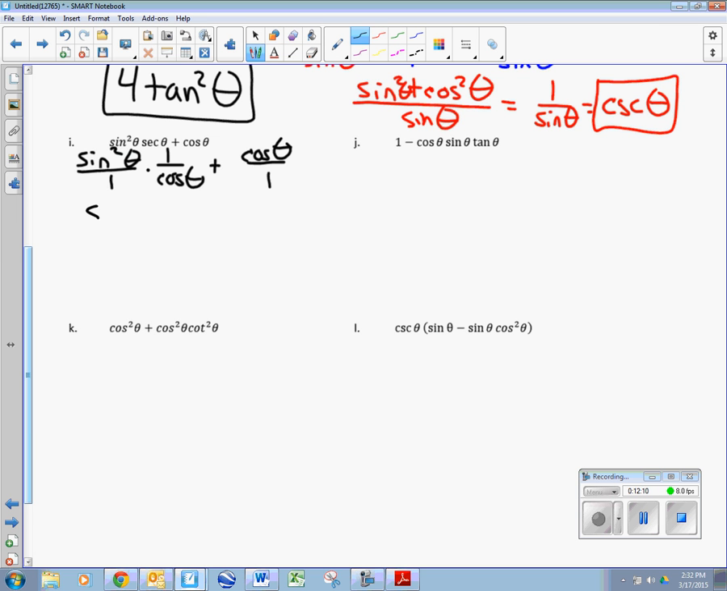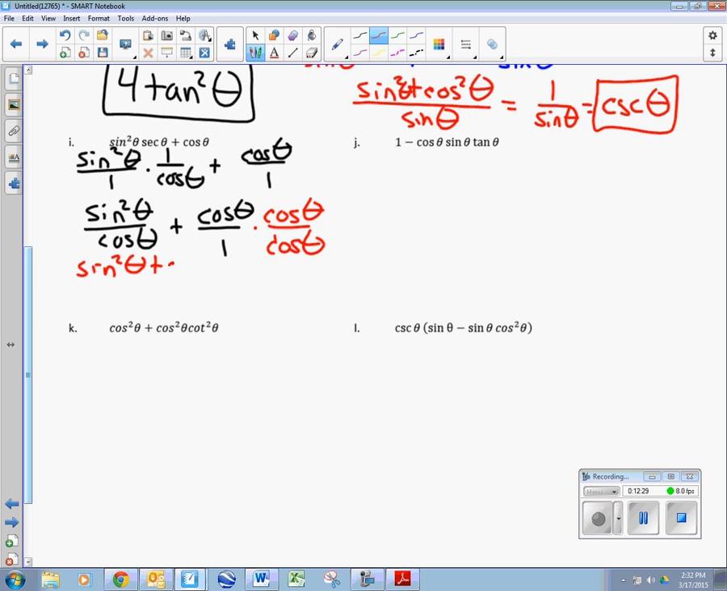So I get sine squared theta over cosine plus cosine theta over 1. Hey, I've got a sine squared. I'll see if I can get a cosine squared. Multiply top and bottom by cosine. So you can see you get sine squared plus cosine squared over cosine.